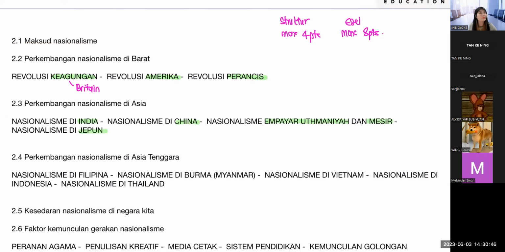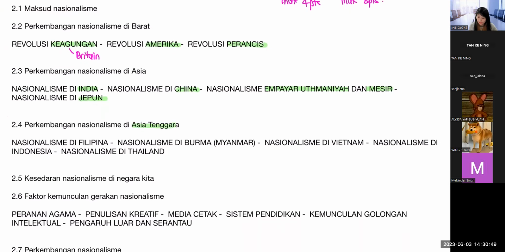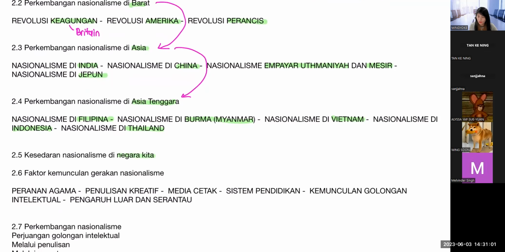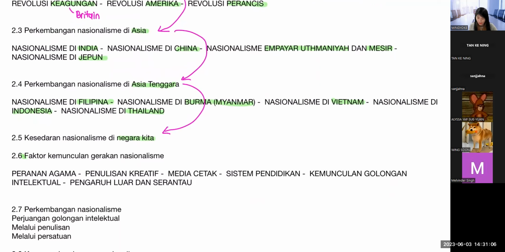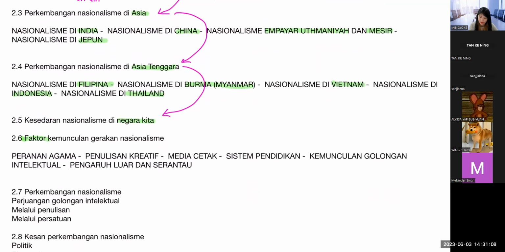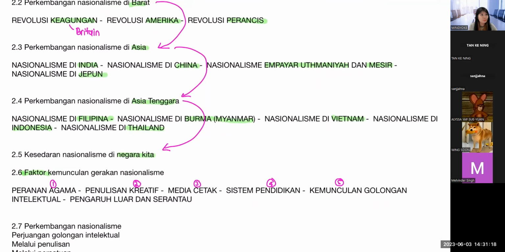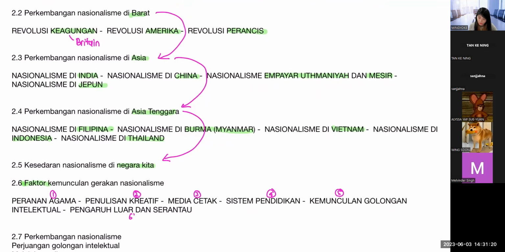to Mesir to Japan. Then our Asia Tenggara, from the west to the east to the Southeast Asia, which is Philippines, Burma, Myanmar, Vietnam, Indonesia, and Thailand. Finally, came to our country, negara kita. And then at the end, faktor, how it came to our country. First, because of agama. 2, because of penulisan kreatif. 3, media cetak. 4, sistem pendidikan. 5, kemunculan golongan intelektual. 6, pengaruh luar dan serantau.